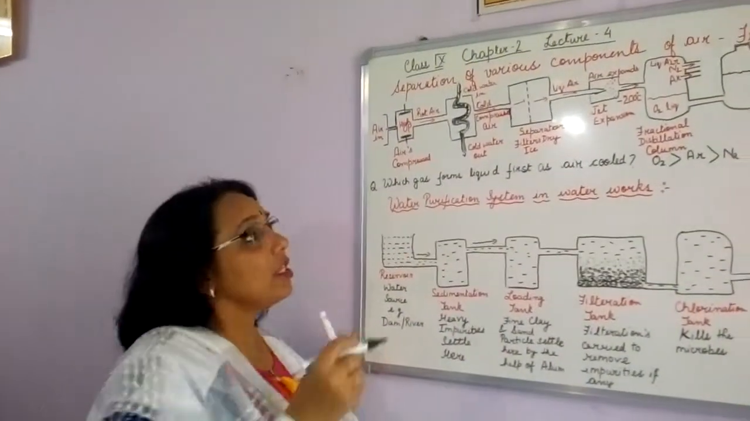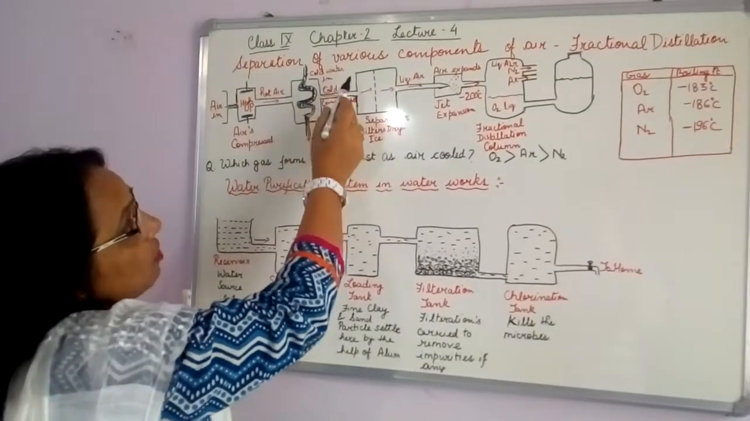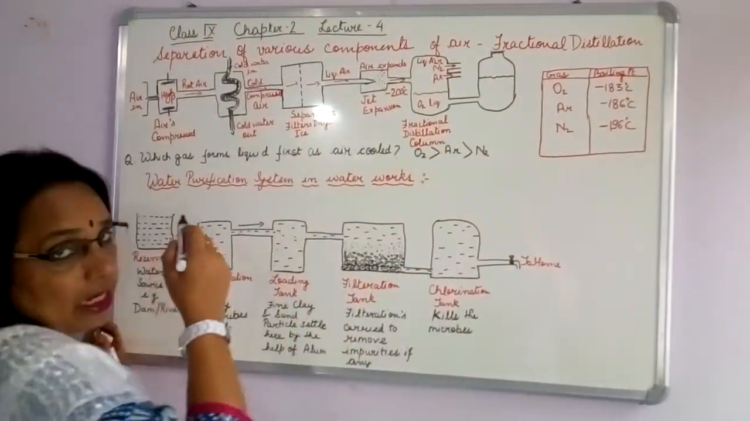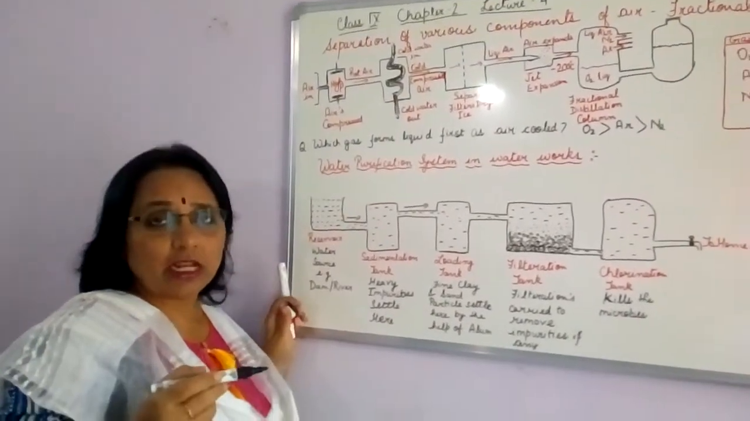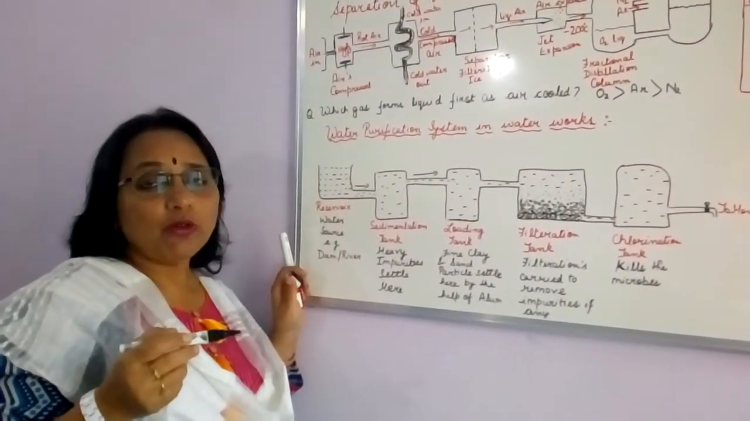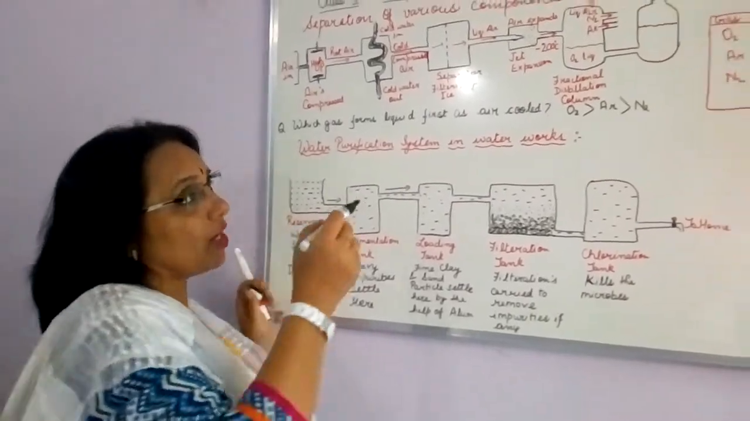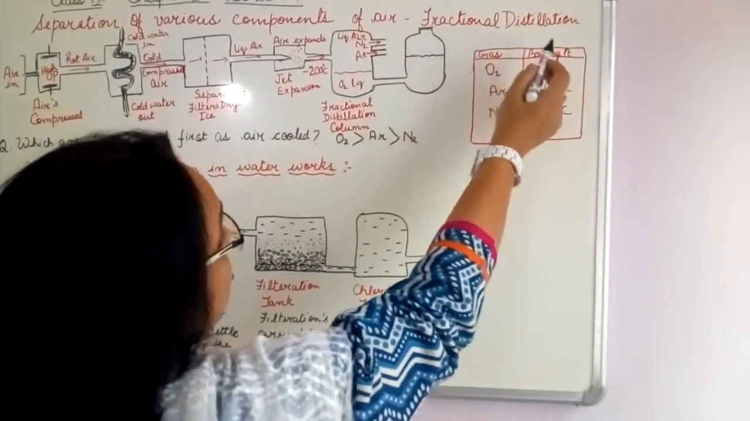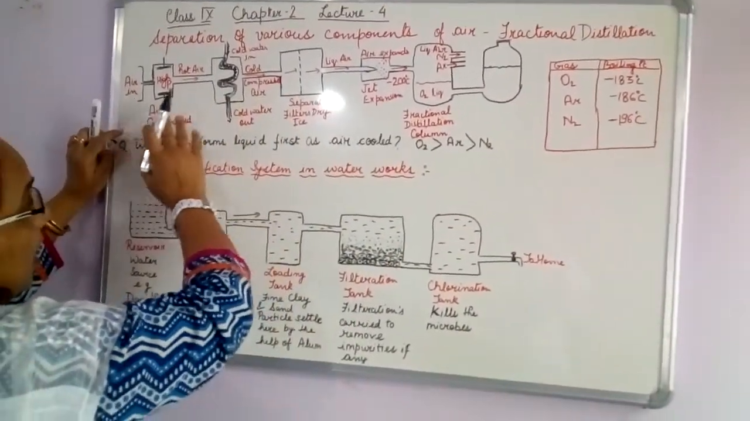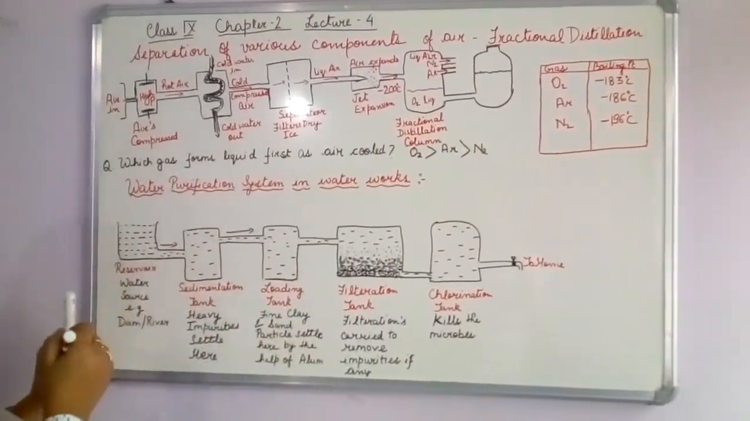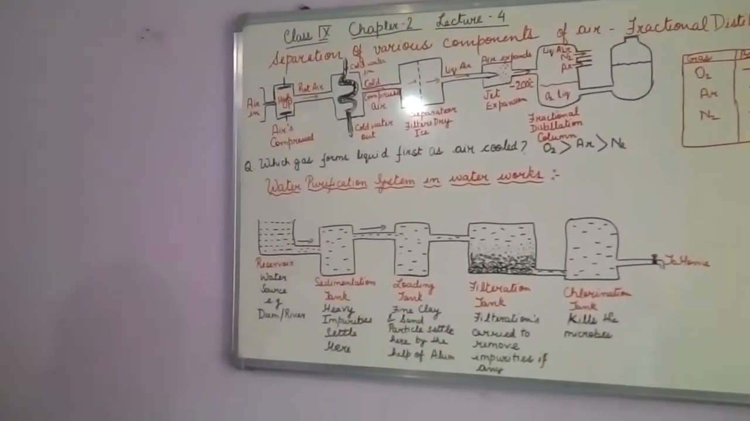Okay, and in this we'll study the separation of various components of air. Air, as you know, is a mixture of gases, dust particles and moisture. So how do we separate these components of air? This can be done by fractional distillation, and this is the experimental setup where the components of air are separated. So let us study it.